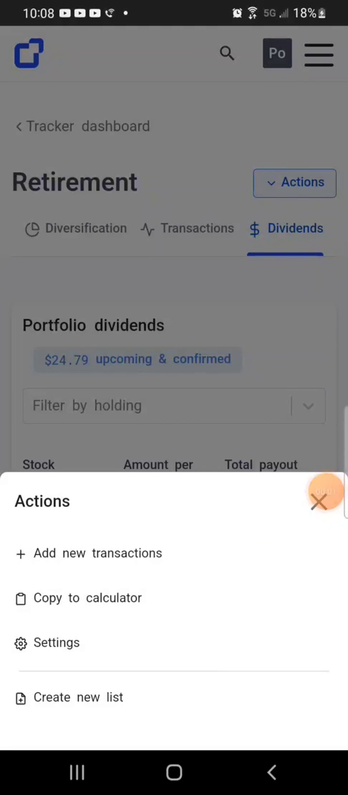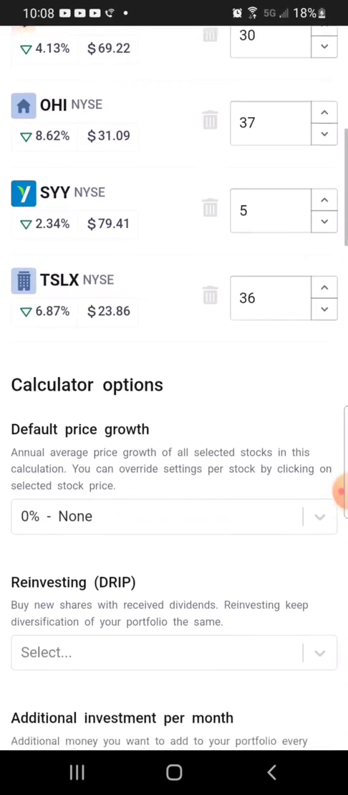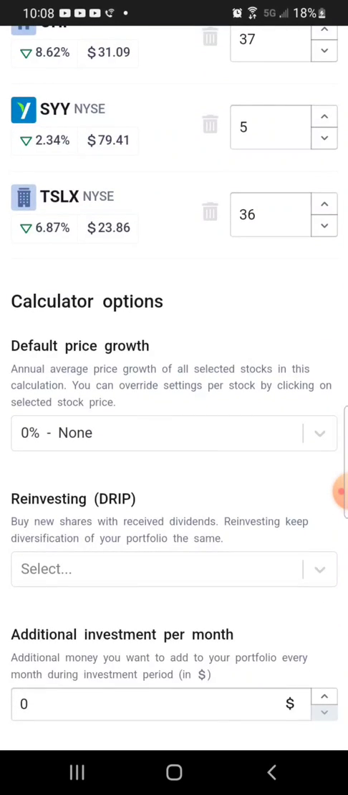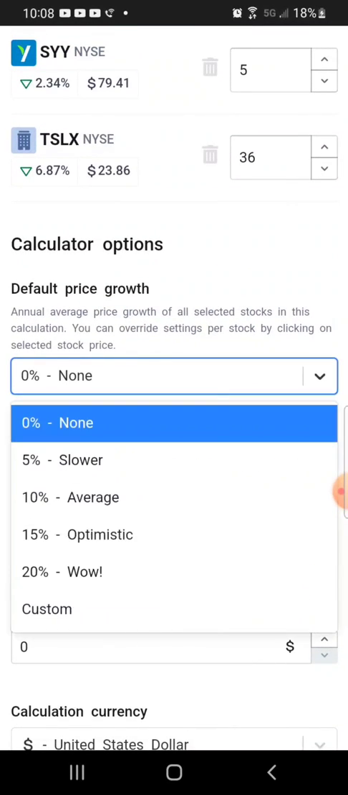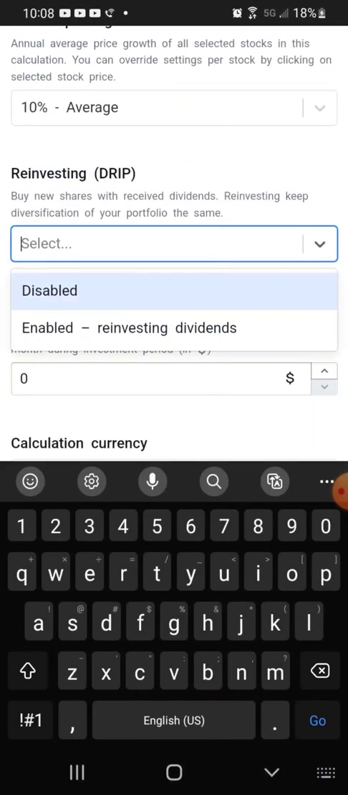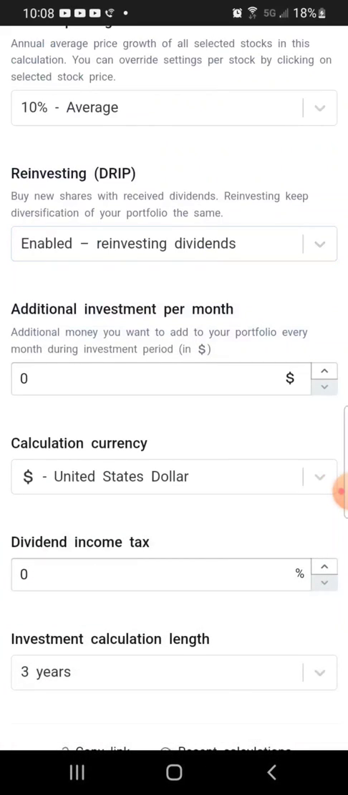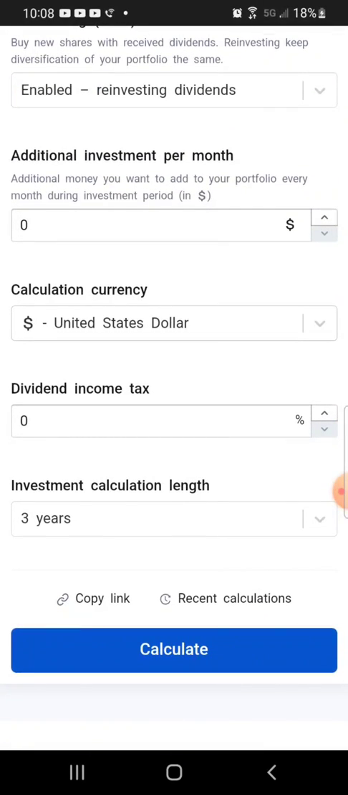One of the best perks is the actual calculator. So I hit copy to calculator. It moved everything in this portfolio to a calculator, and I can hit price growth. Do I want to add the price of the growth? We're gonna put average for the whole entire portfolio, and we're gonna put that we're reinvesting dividends, adding that DRIP. And am I gonna add something every month? I'm just gonna say no, because this is just for show. And then I'm gonna hit calculate.